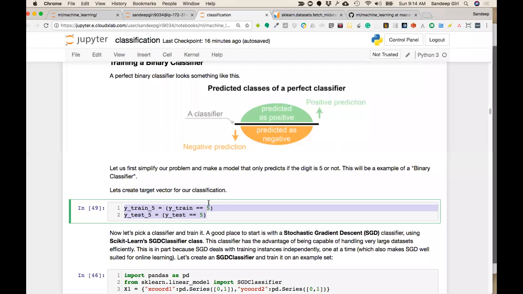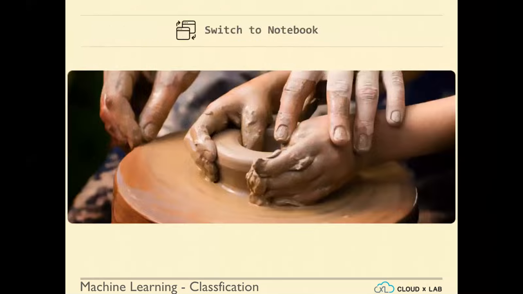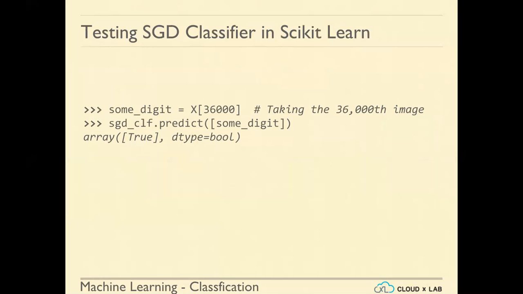We are converting it to a binary or binomial classification, by converting it to true and false instead of 0 to 9. Done? Okay. Now let's try to test it. This one worked pretty well. Here, when we pass some digit, it gave us true.